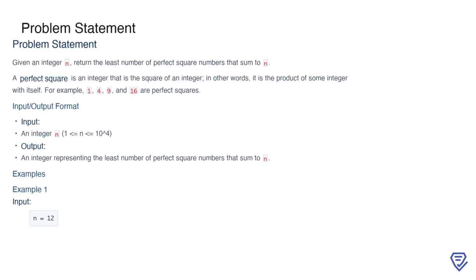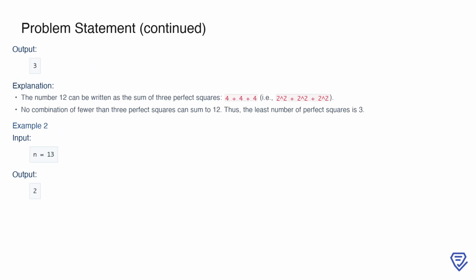For instance, if n is 12, we are asked to determine the smallest number of perfect squares that, when added together, equal 12. The output for n equals 12 is 3. This is because the number 12 can be expressed as the sum of 3 perfect squares, 4 plus 4 plus 4, which are all 2^2. Importantly, there is no way to represent 12 using fewer than 3 perfect squares, so the answer is 3.